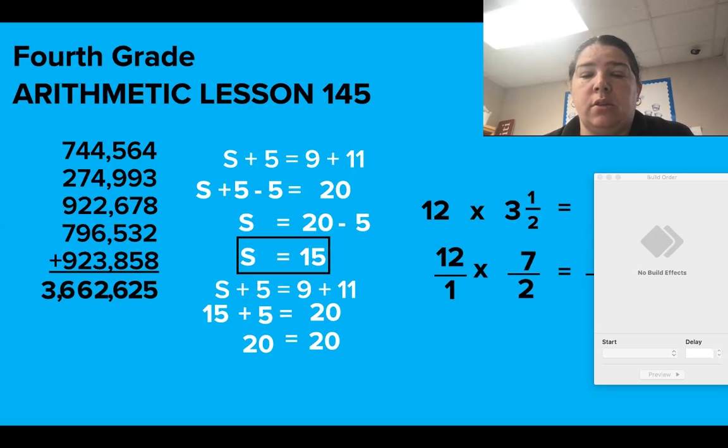The first thing we cancel, we can see the 12 and the 2 are both divisible by 2. When we do that, the 12 turns into a 6 and the 2 turns into a 1. Then we multiply across. 6 times 7 is 42 and 1 times 1 is 1. Some of you on your test last week left it 42 over 1. Make sure that you change that improper fraction to a whole number if you can, or a mixed number. So 42 over 1 is the same as 42.